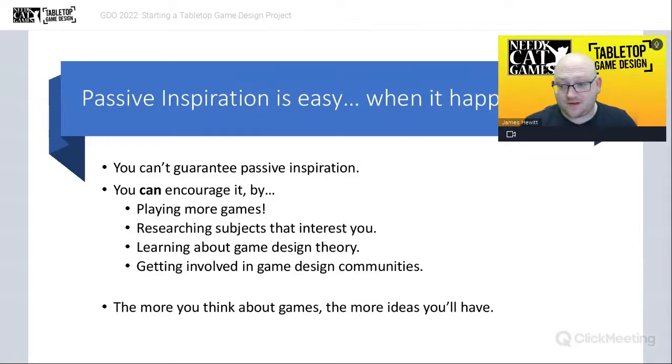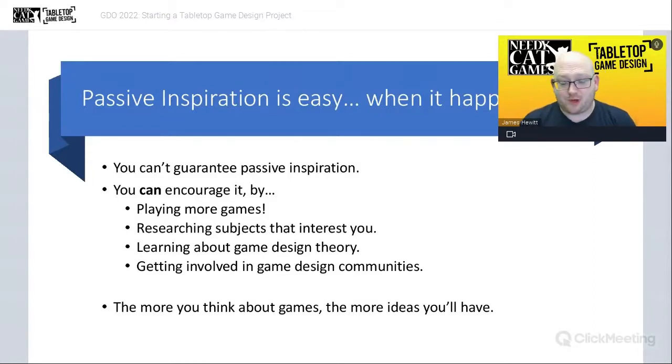There's all sorts of stuff you can do in order to broaden your knowledge of game design theory. In fact, I'll send out a reading list with a whole bunch of links which you can go and explore. And I encourage anyone who's got good ones to share them in the Discord server so that everyone else can see them. And then finally, getting involved in game design communities.